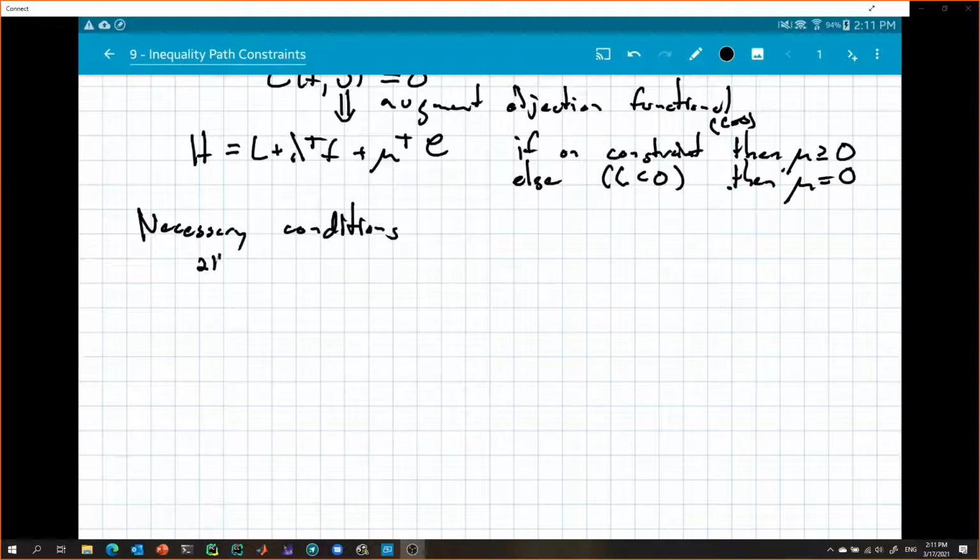So we have a normal one, and the only one that changes in this case. So we have the partial of the Hamiltonian, and that's expanded out.